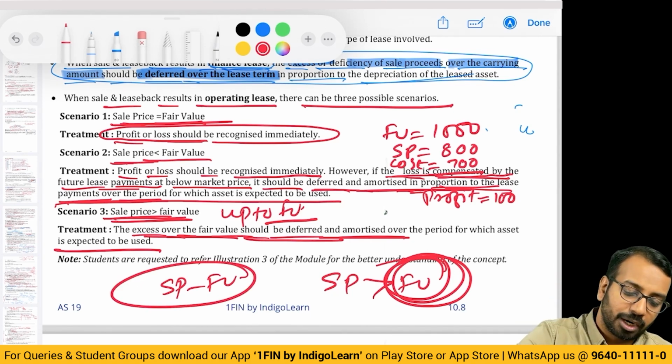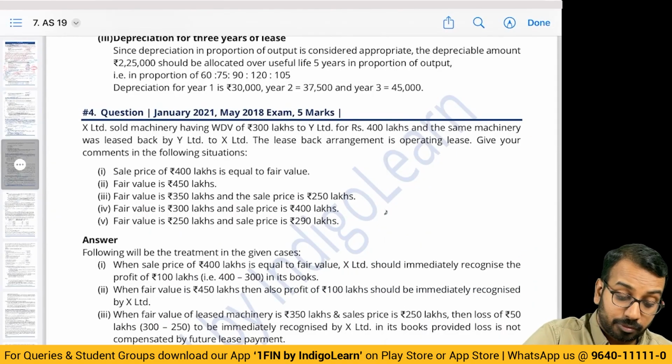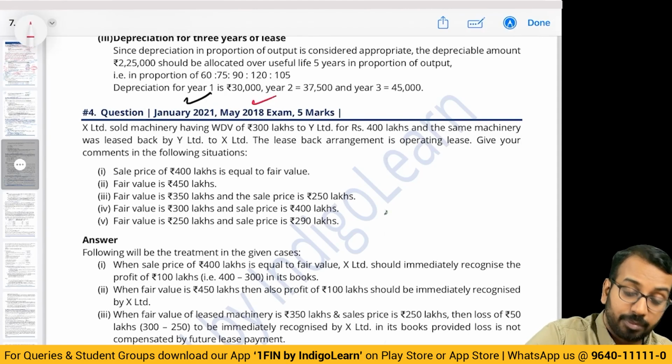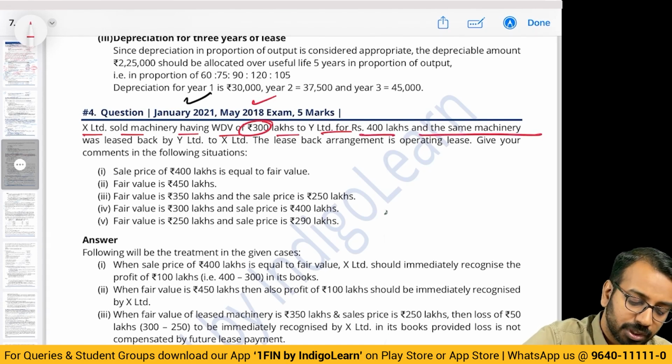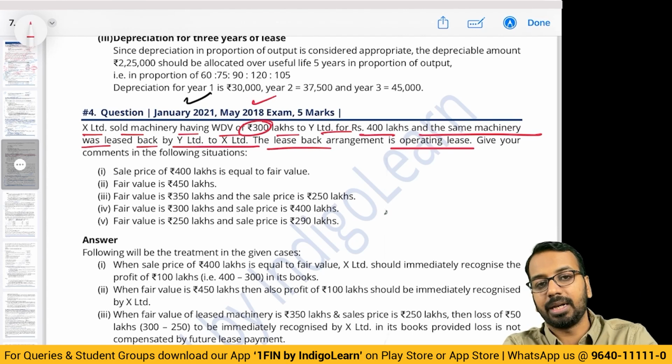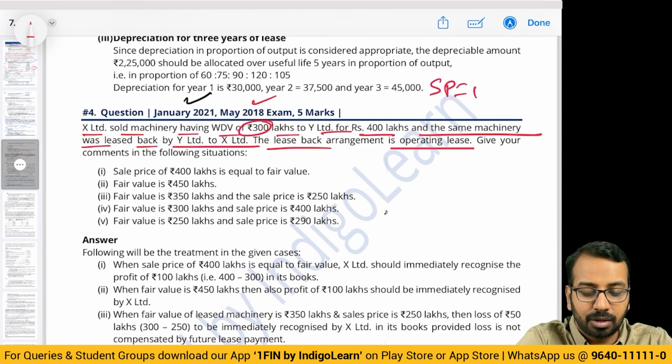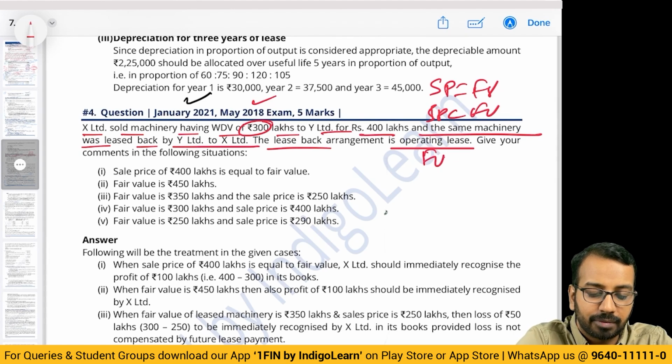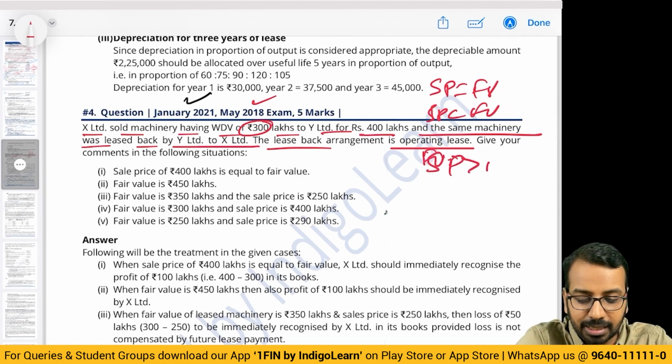Okay, so let us have a look at a question on this. Quite repeated, Jan 21, May 18, 5 marks. So keeps on coming. X sold machinery having WDV of 300 lakhs to Y Limited for 400 lakhs, and the same machinery was leased back by Y to X. The lease back is an operating lease. So if it is an operating lease, we have to check whether selling price is equal to fair value, selling price less than fair value, or selling price greater than fair value.